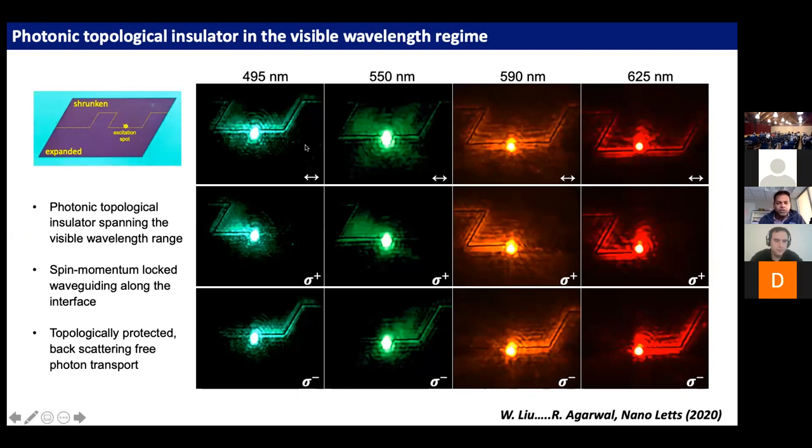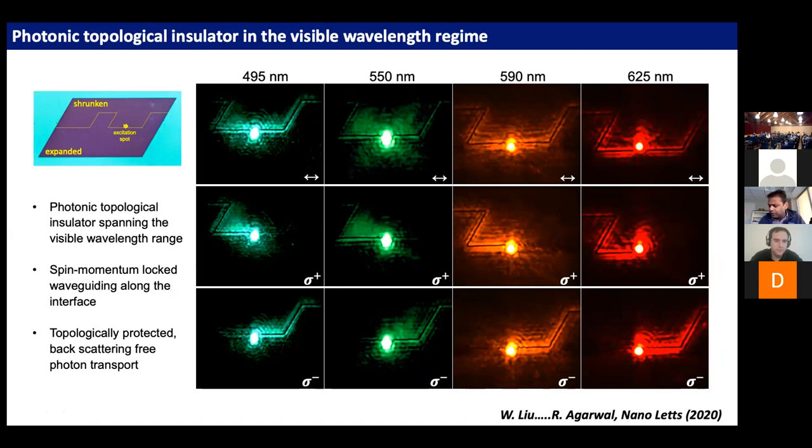So we shine light at this topological interface. If it's linearly polarized, light propagates in both directions, but it can still navigate these very sharp bends without backscattering. But if we shine right circularly or left circularly polarized light, then we can make light propagate in different directions. Okay. And they can navigate these very sharp turns because in order for the mode to backscatter, the spin degree of freedom has to flip. And that's not easy. Okay? Unless you put a mirror somewhere. So this was the photonic regime.